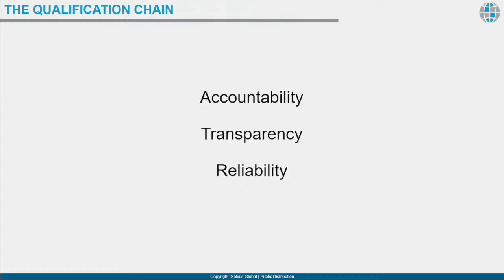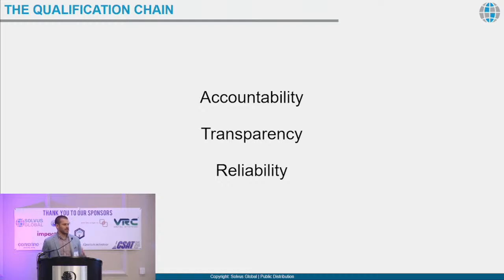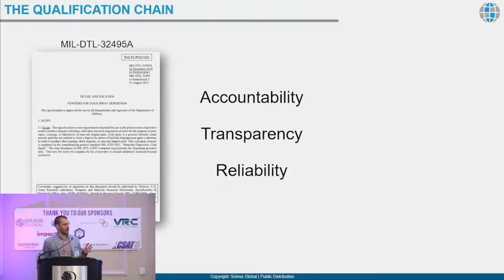So if we think about the qualification chain of the cold spray powder process, there are all these really great attributes of the material that we care about from a materials perspective, but at the end of it, you need a supply chain that's accountable, transparent, and reliable. And so the mill standard does a great job of holding a lot of different materials to that. There are a lot of different attributes that are monitored and tracked in the mill standard. But that's only one piece of this equation.